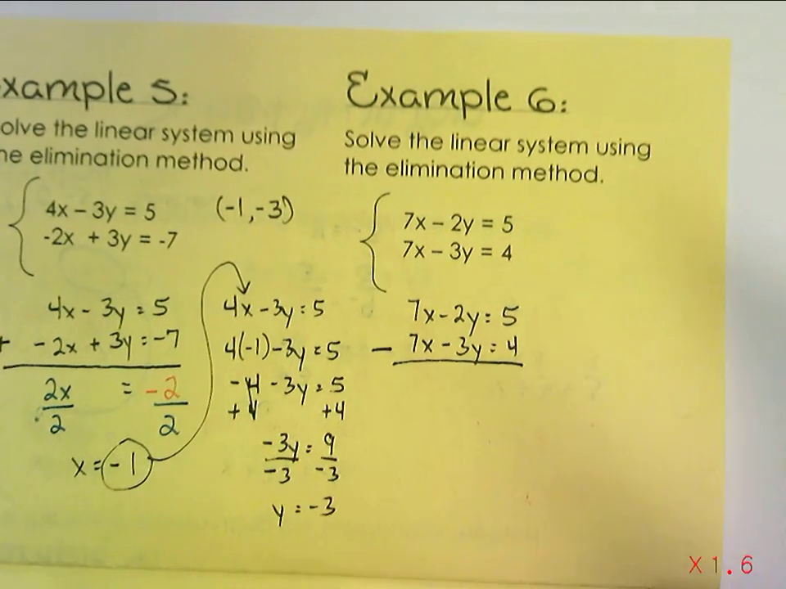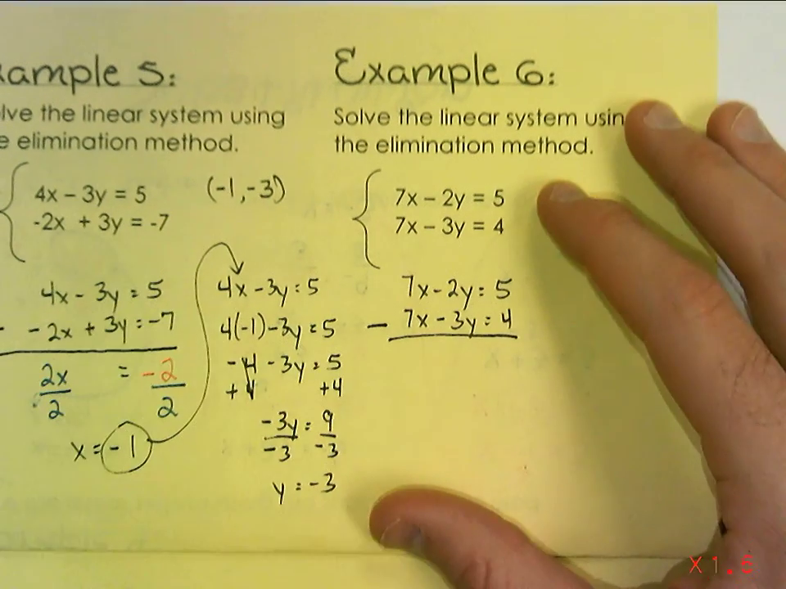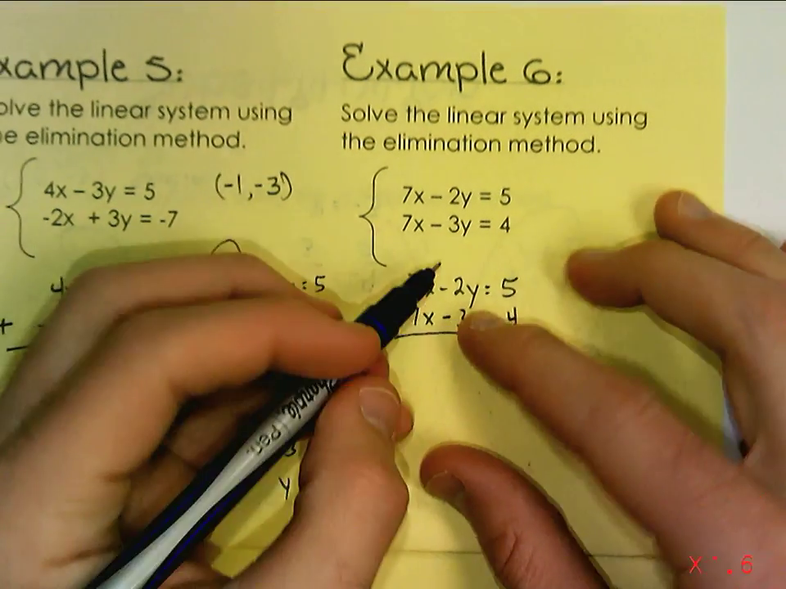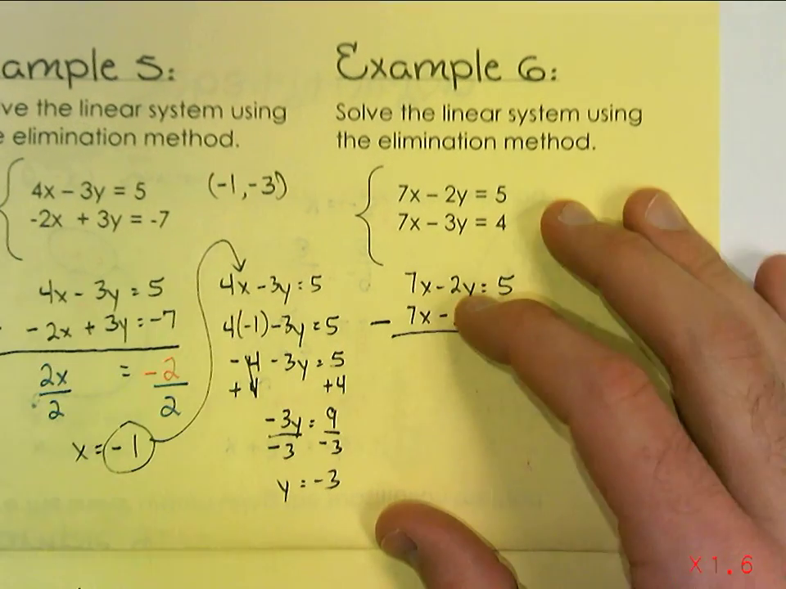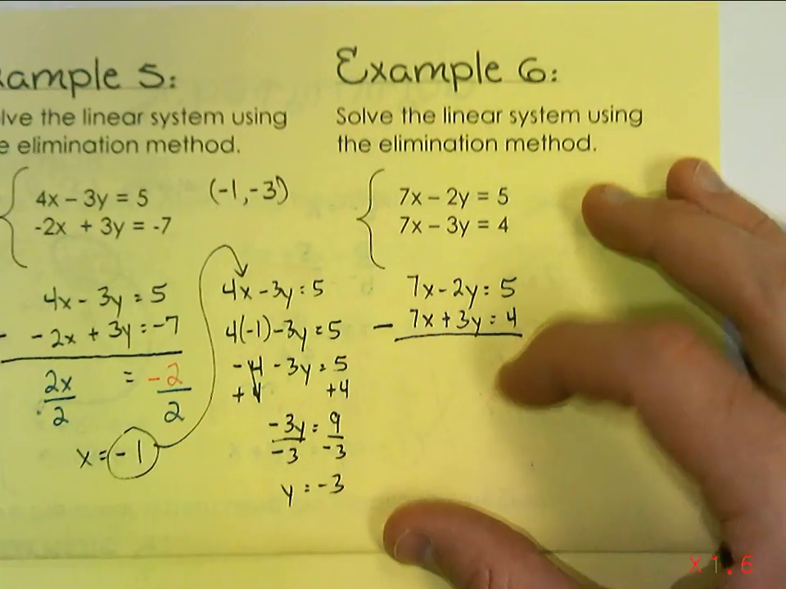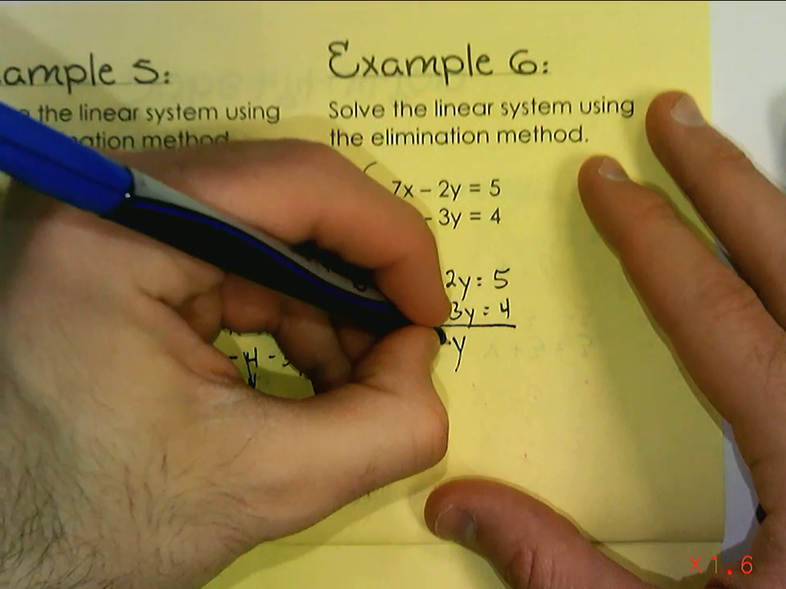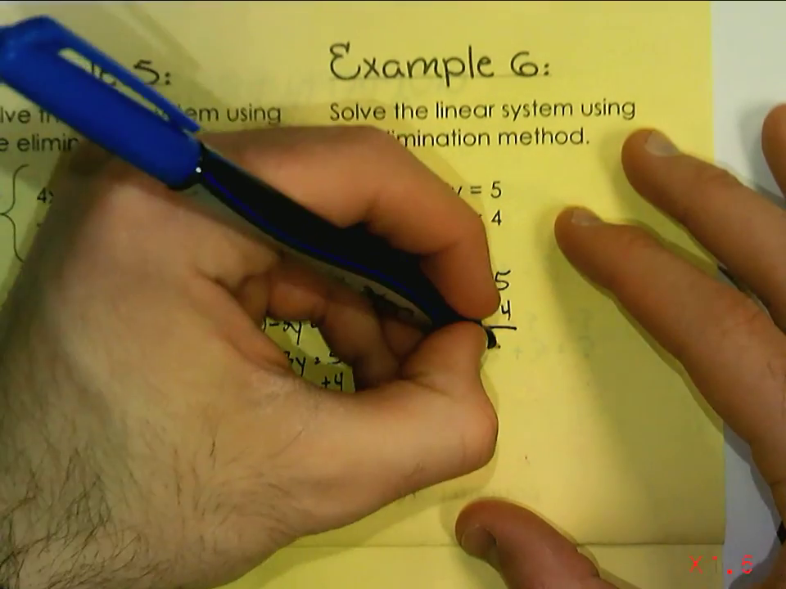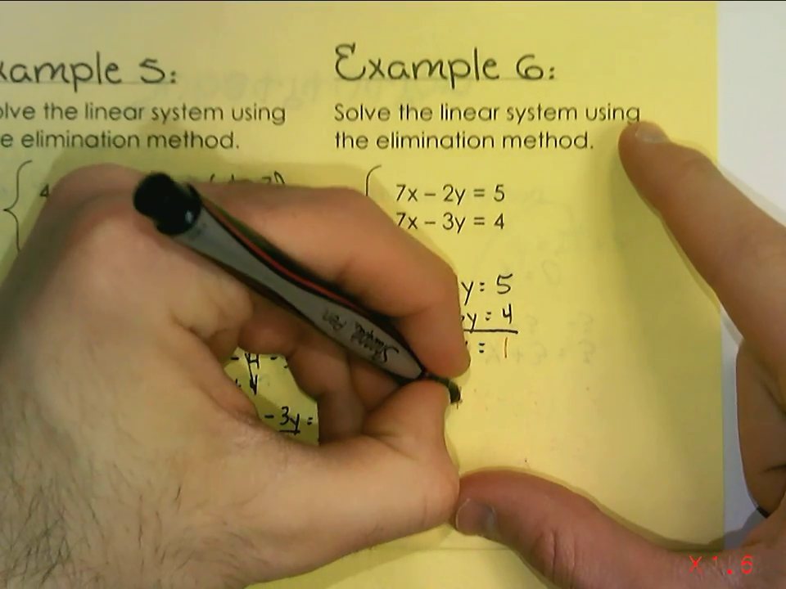So we're going to subtract this, and we're just going to go down our column. So 7x minus 7x is 0x. I'm not even going to write it. Here's where we've got to be careful, because this is going to be a keep change change problem. So we're going to have negative 2y minus negative 3y, which is really negative 2 plus 3y. So I'm going to get a 1y equals, and we do 5 minus 4, which is 1. So this one was real quick. We know that y is equal to 1.